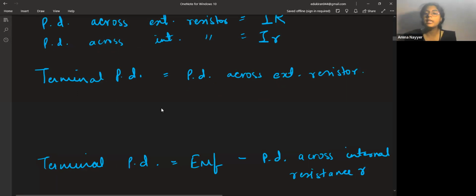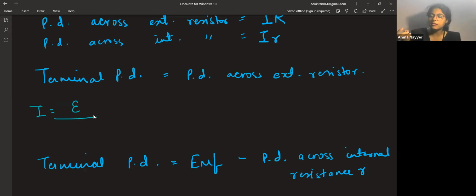And when we say terminal potential difference across the external resistor. One more thing. Now current will be what? Current is potential, that is EMF, divided by the resistance. If V is equal to IR, so I will be equal to V by R. So potential is EMF here, which is R plus small r. This is the total current in your circuit.